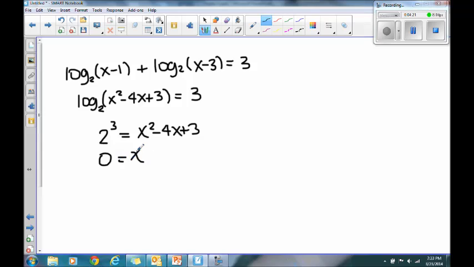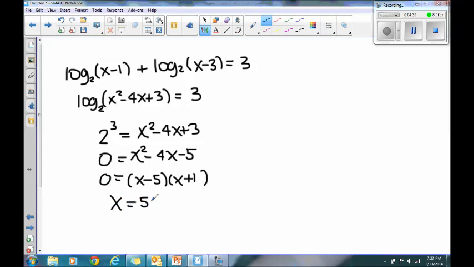From here, I have a quadratic equation, just like all the other quadratic equations. I'm going to subtract that 8 from both sides, get a 0. I'm going to factor, set each piece to 0, solve for x. Now when I check, my 5 works in both places, it's fine. But -1 gives me log of -2 here, so without even checking it anywhere else, I know I have to mark it off the list. For this problem, the only solution is that x is equal to 5.